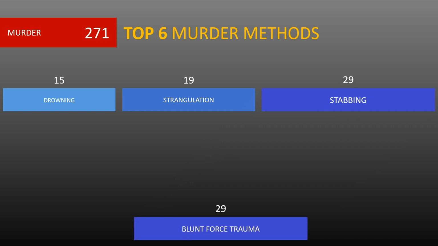Blunt force trauma. In some cases, Christie employed blunt force trauma as a means of murder, typically using objects like heavy statuettes or blunt instruments. This method was often used when the murder needed to appear as an accident or to disguise the true cause of death. Examples can be found in novels such as Dead Man's Folly and The Clocks.